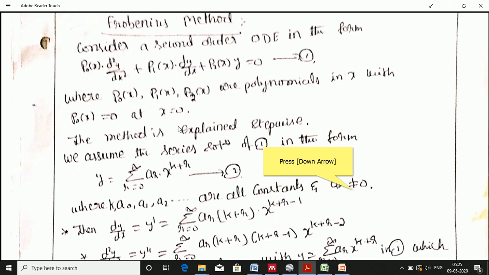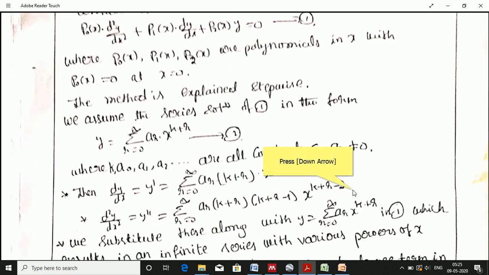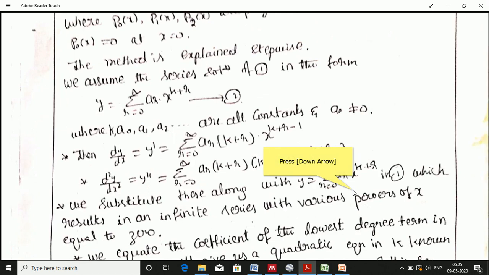Then differentiate 2 with respect to x: dy by dx or y dash is equal to sigma r equal to 0 to infinity a r, constant, x to the power of k plus r, differentiation is k plus r into x to the power of k plus r minus 1. d square y over dx square, y double dash, is equal to sigma r equal to 0 to infinity a r into k plus r, constant, x to the power of k plus r minus 1, is k plus r minus 1 into x to the power of k plus r minus 2. Substitute y dash, y double dash values into equation 1 and equate the coefficients of various powers of x to 0.